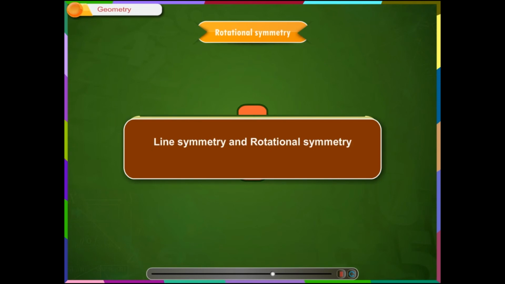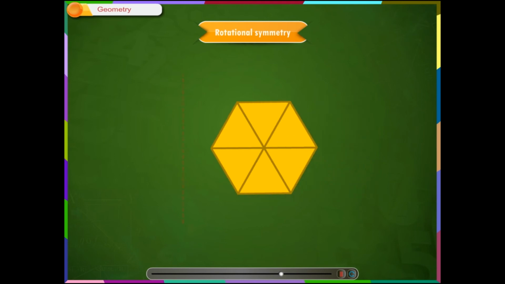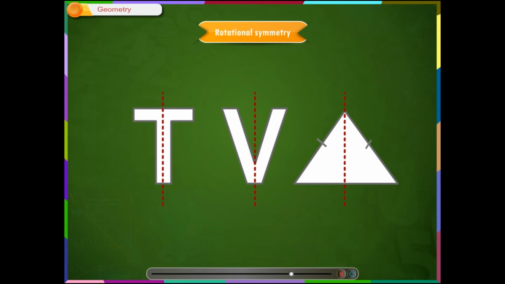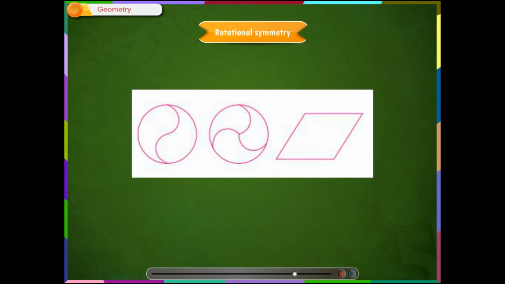Line symmetry and rotational symmetry. There are many shapes and objects which have both reflection symmetry and rotational symmetry. A regular polygon of n sides has n lines of symmetry and also rotational symmetry of order n. There are some shapes which have only line of symmetry, whereas there are some shapes which have only rotational symmetry.